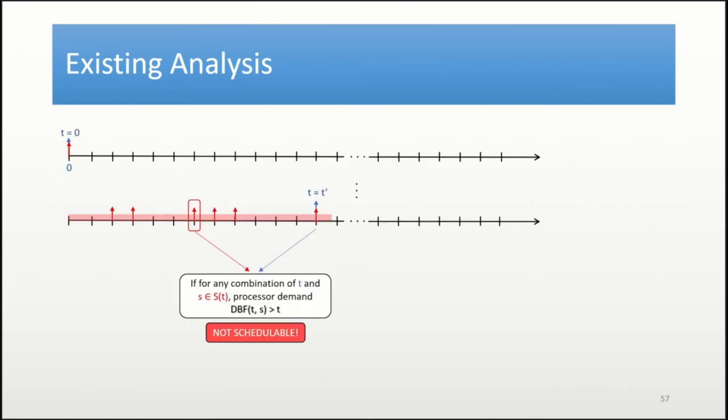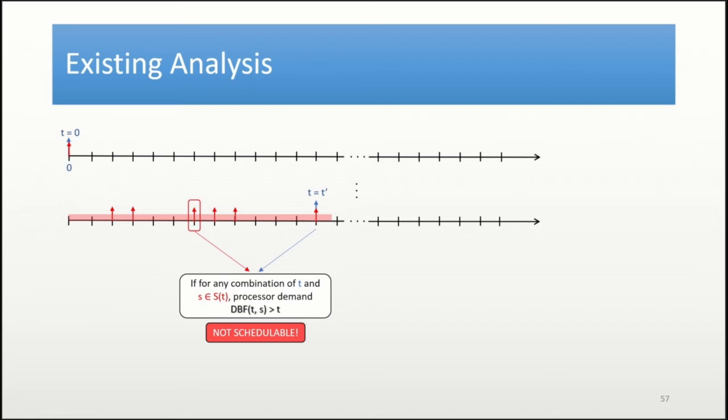So the test proceeds by checking the cumulative processor demand of the task system over each interval length in an increasing order starting from 0. All possible mode switch instances are considered for each interval length. These cases are depicted by red arrows in the given figure.